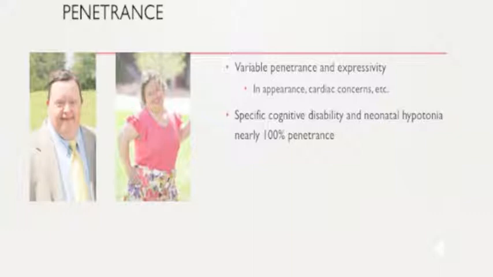Down syndrome has variable penetrance and expressivity in appearance, cardiac concerns, etc. Many can have different levels of severity. The really only specific ones that are nearly 100% penetrance are the cognitive disabilities and the neonatal hypotonia. IQ scores can vary from 20 to 69 or more in these individuals.